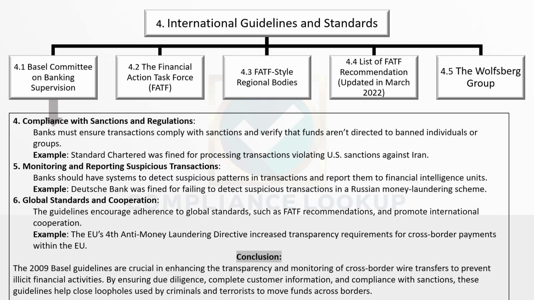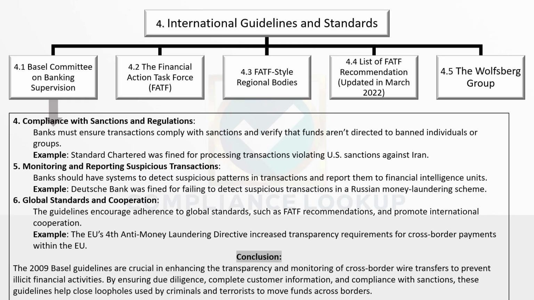5. Monitoring and reporting suspicious transactions. Principal banks should have systems in place to monitor cross-border transactions and report suspicious activity related to cover payments. Details: the guidelines emphasize that financial institutions must implement monitoring systems capable of detecting patterns or irregularities that suggest potential money laundering or terrorist financing. Institutions should report suspicious transactions to the relevant financial intelligence units (FIUs).